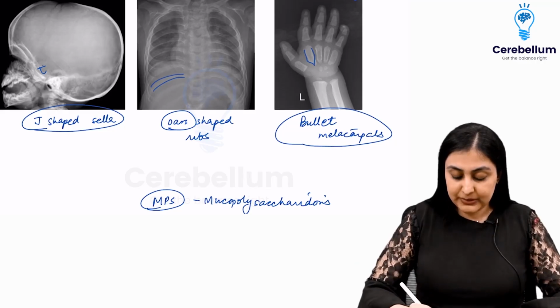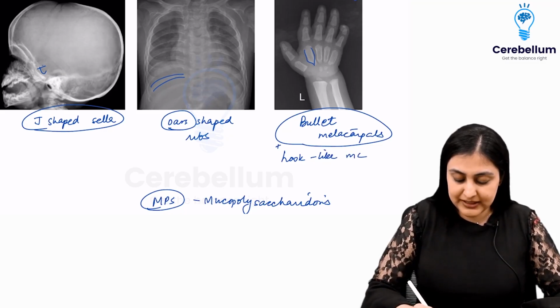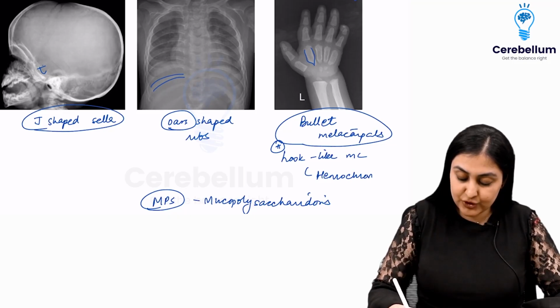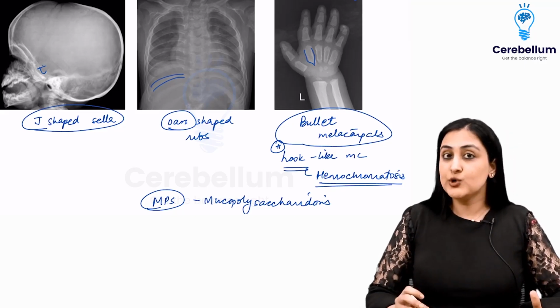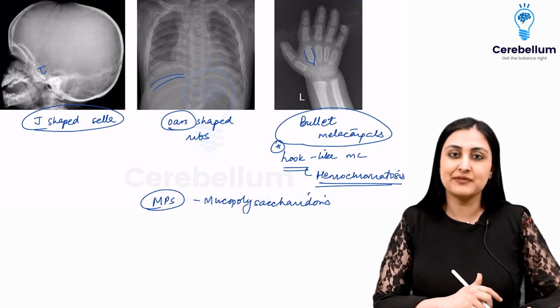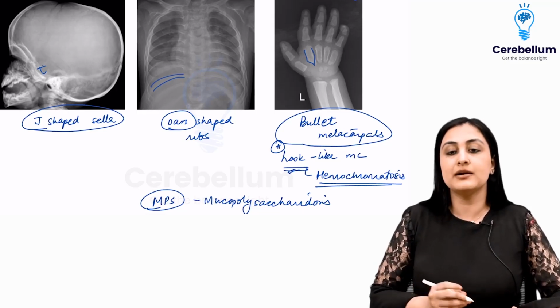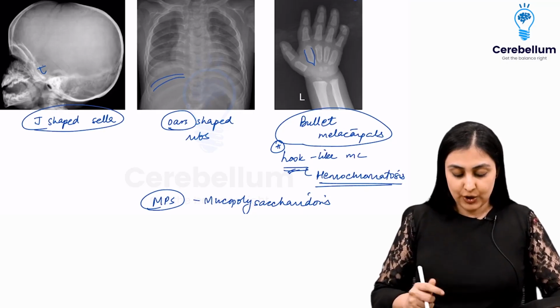Another thing that you want to remember is hook-like metacarpals. Where do we see hook-like metacarpals? That is in hemochromatosis. So remember hemochromatosis. In this topic itself, we have discussed that hemochromatosis is one of the associations of pseudo-gout, right? An hour back we were discussing this. So that's one more thing for you to remember. Hook-like metacarpals are going to be seen in hemochromatosis. Alright.